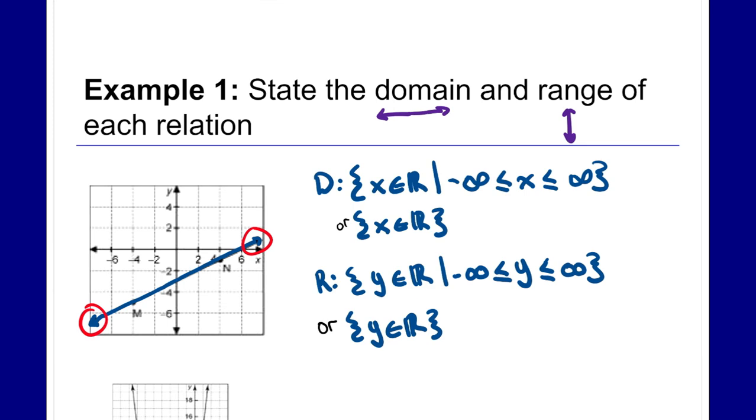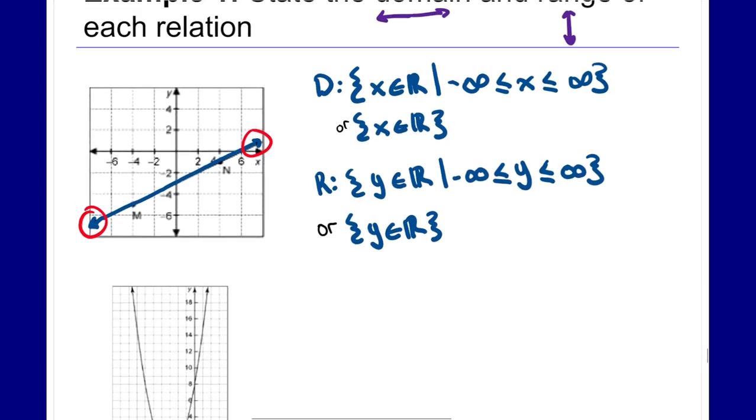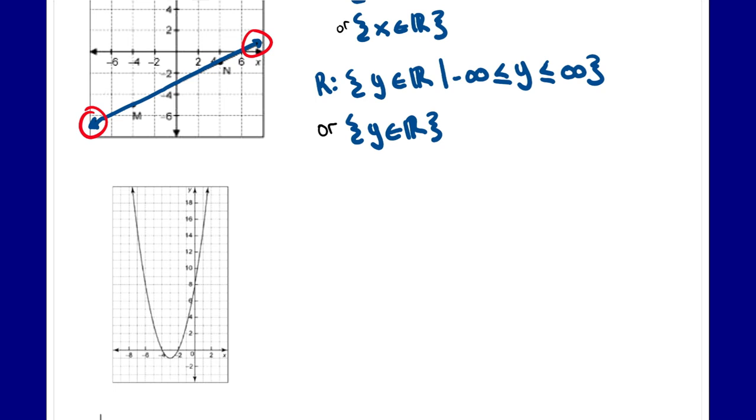Now that's not always going to be the case, right? There are going to be some situations where for our relation or our function there are restrictions, so it's going to look a little bit different. Let's look at this example here. Let's look at a parabola, this U shape here.